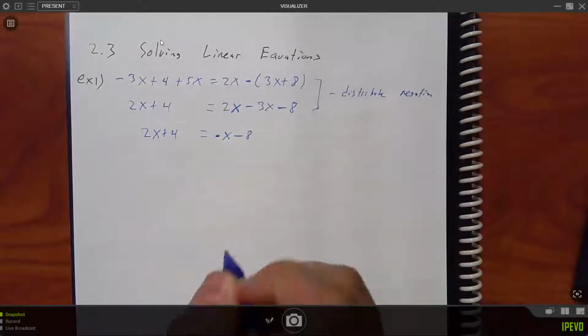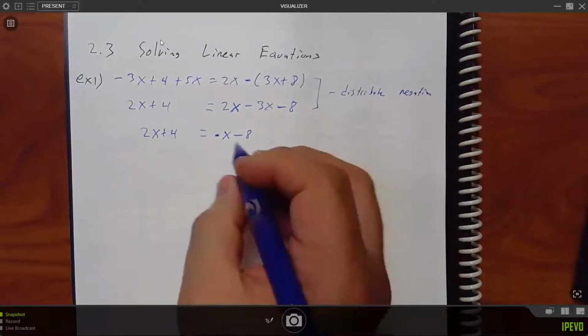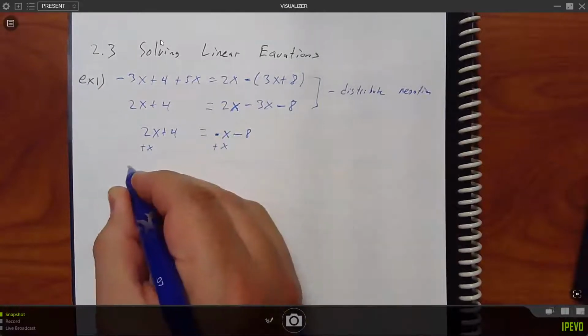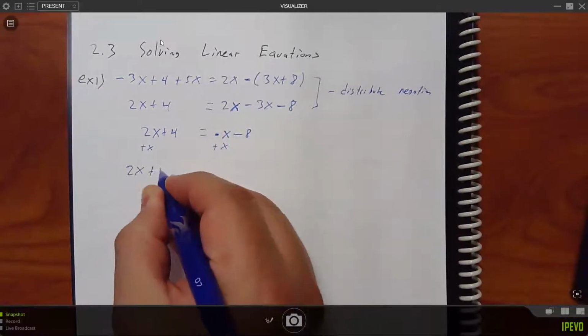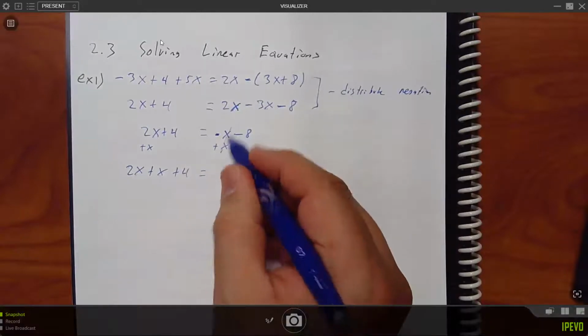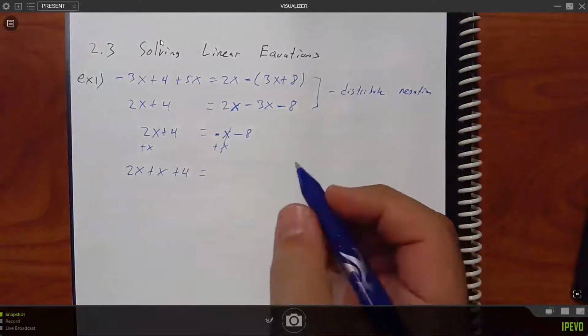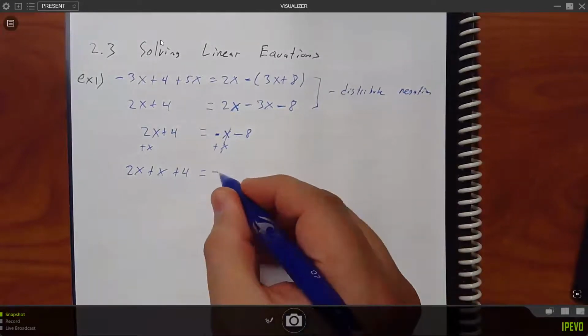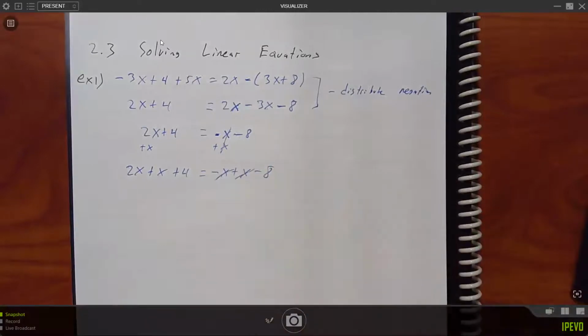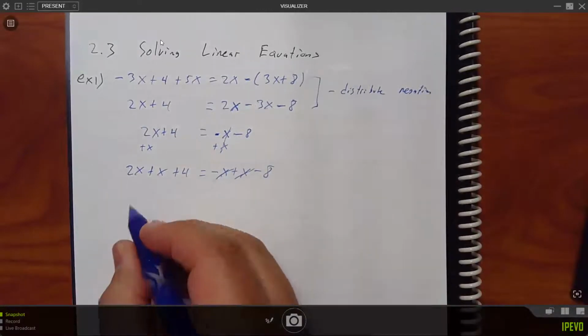All right. So I'm going to add x to both sides. So basically what's happening is you have a 2x plus an x plus 4 equal to, these are gone, right? They're 0. If you want to see it, it'd be just this. 0. 2 plus 1.